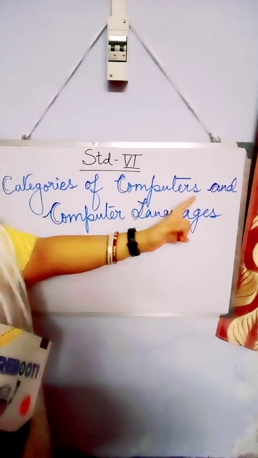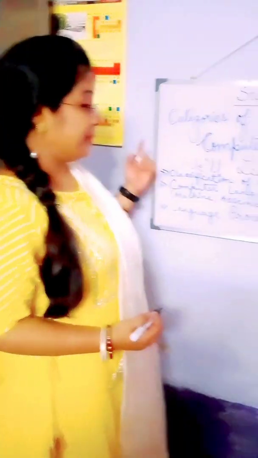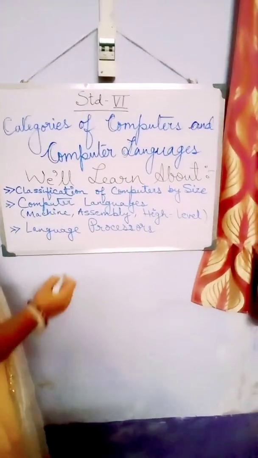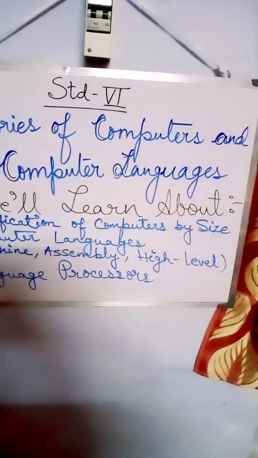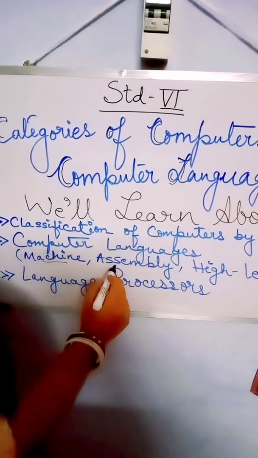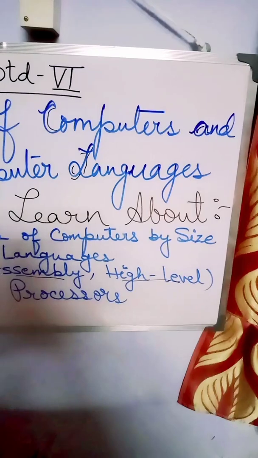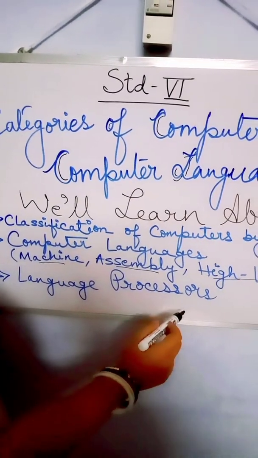Today we are going to do from Reboot Book 6, Chapter number 1, Categories of Computers and Computer Languages. So students, in this class we will learn about classifications of computers by size, computer languages such as machine language, assembly language and high-level languages, and also study about the language processors.